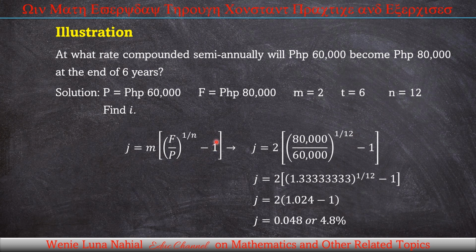So again, we have to use the formula J equals M times the quantity F over P raised to 1 over N minus 1.